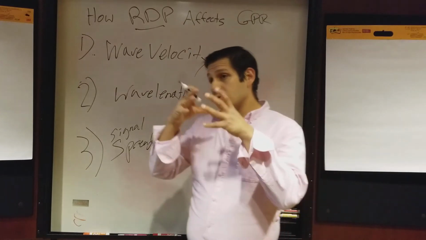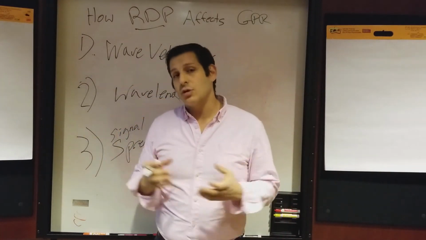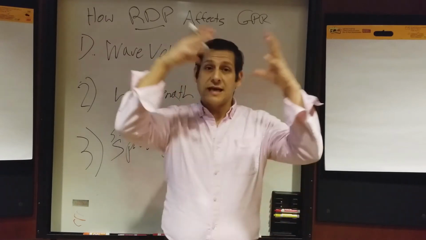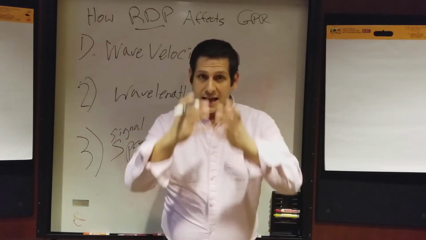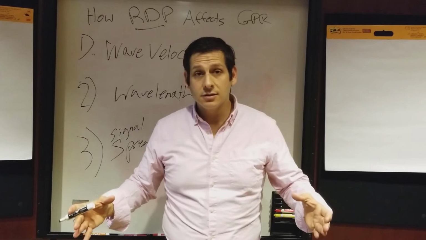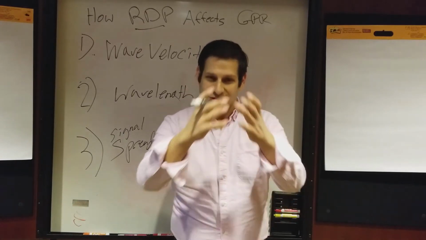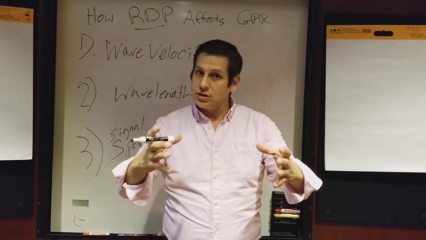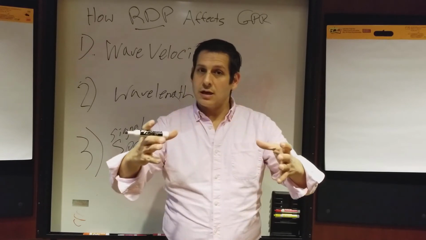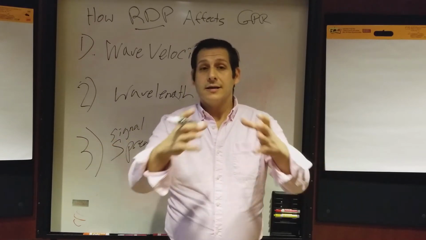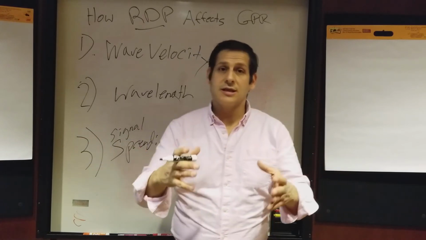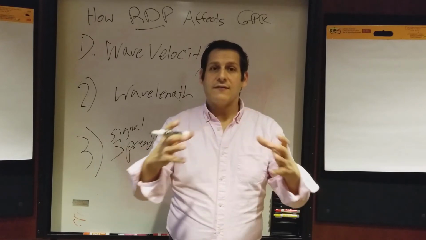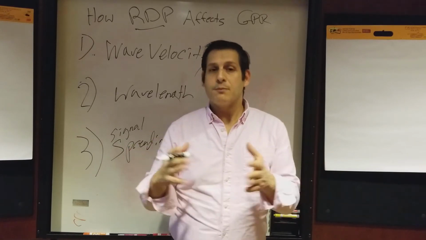So when your signal comes out of your GPR antenna, the transmitter, it basically comes out in a spherical shape. As it's traveling through the subsurface, it's going to continue to have almost like a half sphere shape. As it goes deeper and deeper, it's going to expand. The question is how large of a footprint is it going to have, and how will that footprint be affected by the RDP?